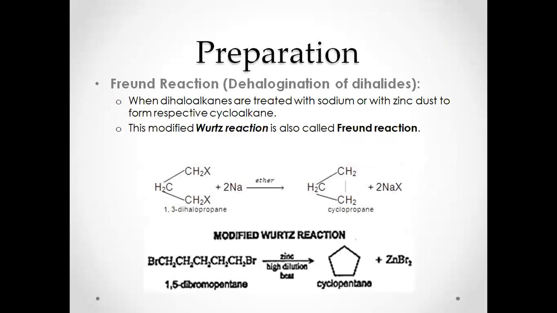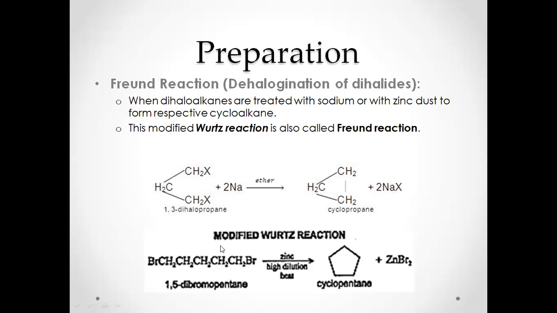Now the preparation of cycloalkanes. We can prepare cycloalkane by the dehalogenation of dihalides, which is regarded as the Freund reaction. In the Freund reaction, we treat 1,3-dihalopropane with sodium in the presence of ether. It will convert into cyclopropane.